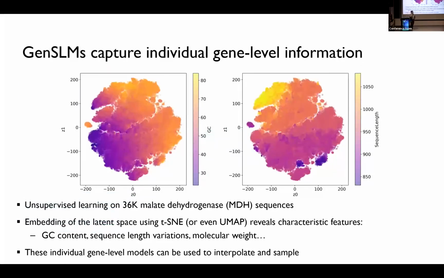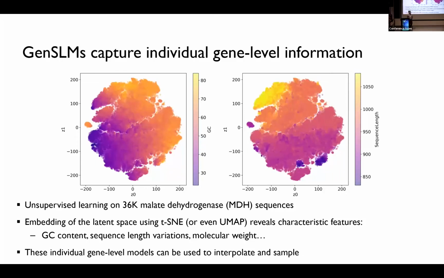So one of the things is I'm not going to talk anything about how we built the GenSLM models. They're basically modified versions of GPT-3 XL or GPT-3 Neo, one of these algorithms that are standardly available for natural language processing, but adapted for the genome sequence. And we said, let's learn from 36,000 malate dehydrogenase sequences, okay?